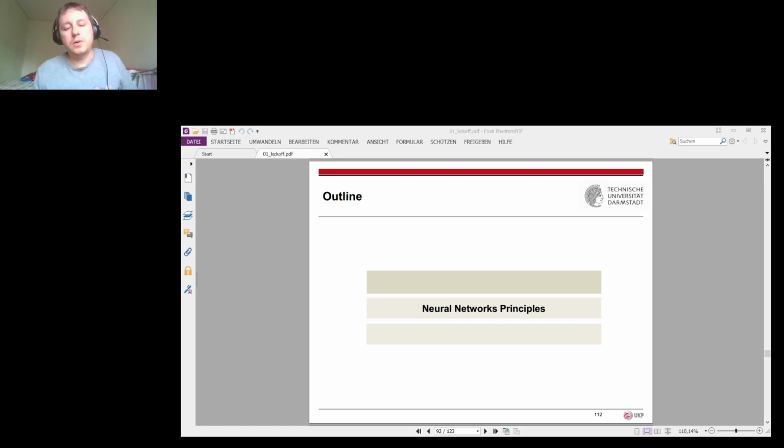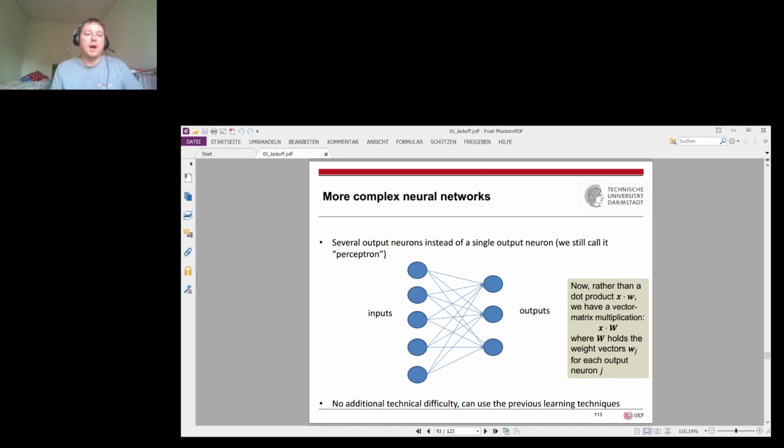Okay, so let us now generalize from perceptrons to a richer class of neural network models. The perceptrons that we have introduced so far had only one output unit. Now we can generalize this to having multiple output units.